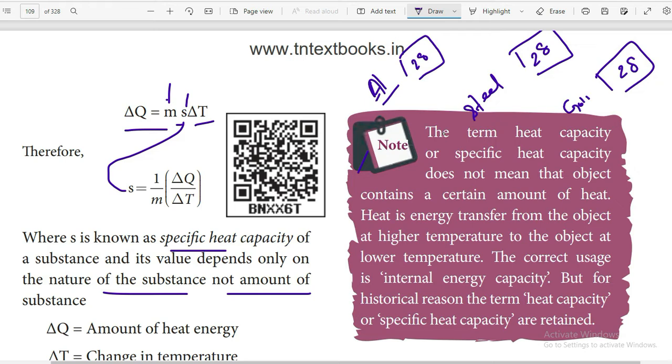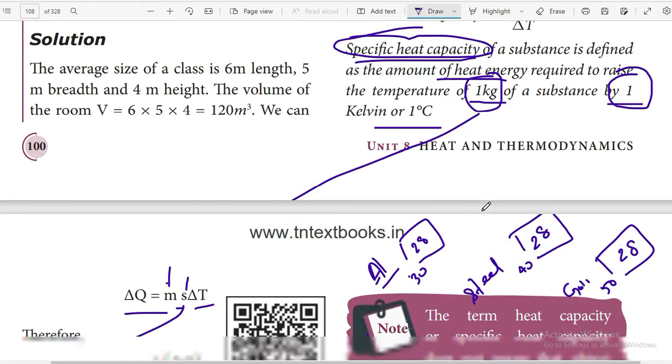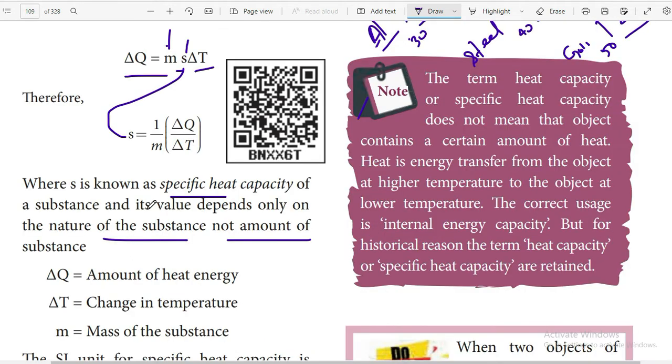For aluminium it will take, say, 30 minutes. For steel it may take about 40 minutes. For gold it may take about 50 minutes. So the time taken will differ. When the time taken differs, naturally the amount of heat energy consumed to increase the temperature from 28 to 29 also differs. The specific heat capacity of a substance depends only on the nature of the substance, not on the amount of substance.